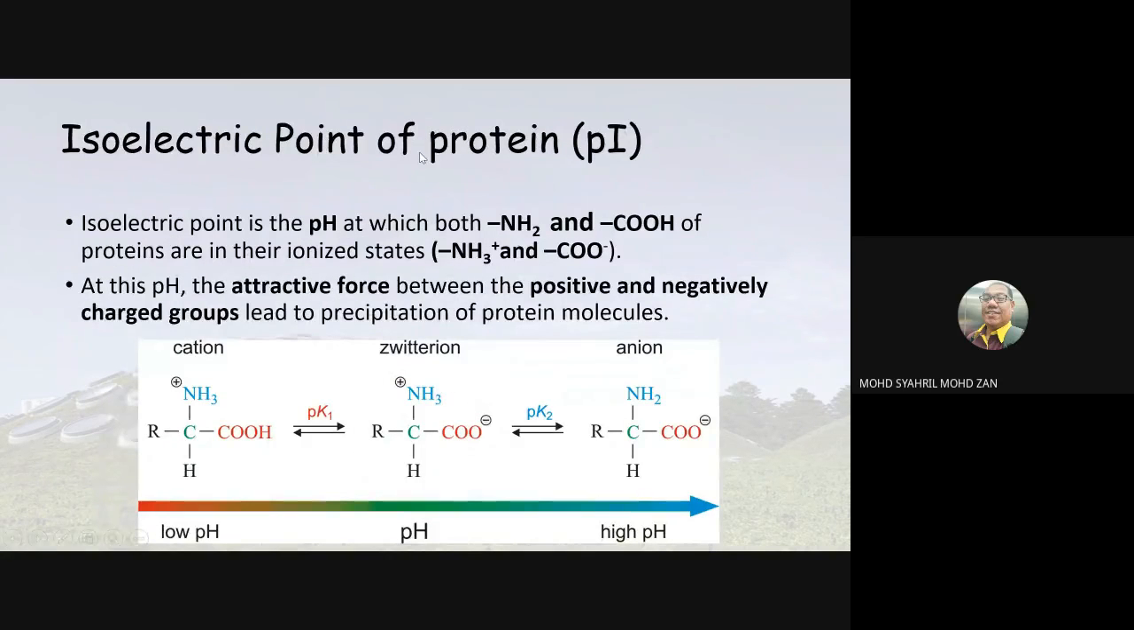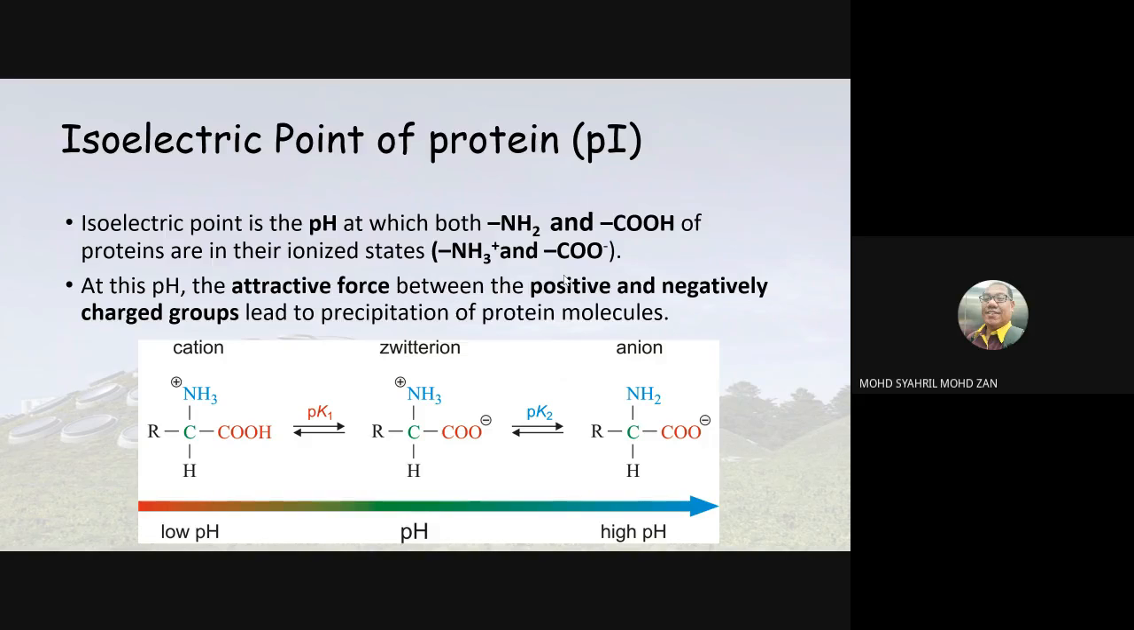Okay, isoelectric point of the proteins or PI. Okay. So isoelectric point is the pH at which both amine and carboxyl groups of the protein are in their ionized state. Macam mana bentuk dia? Ni kumpulan amin akan mendapat satu charge, kumpulan karboksil akan kehilangan satu H. Okay, itu adalah konsep di sebalik isoelectric. Tapi kalau nak eksperimen awak buat, awak akan nampak cloudy tu. So cloudy tu pada pH 4.6. So pH 4.6 itulah menunjukkan pada isoelectric.